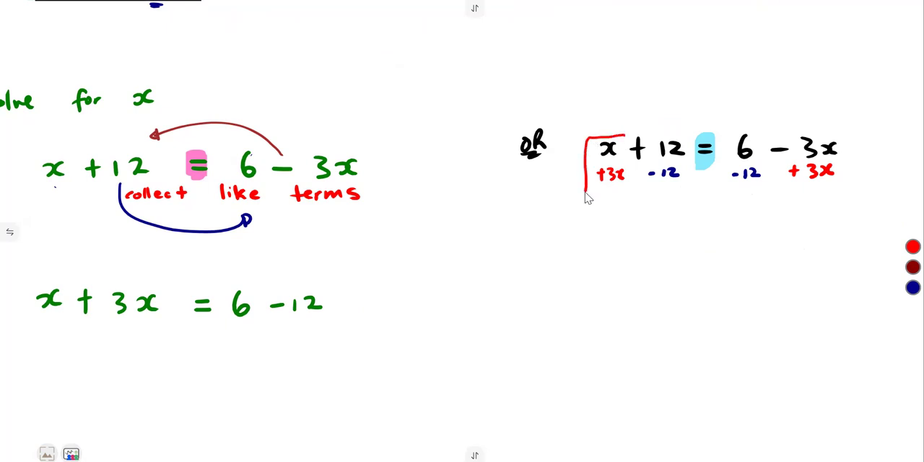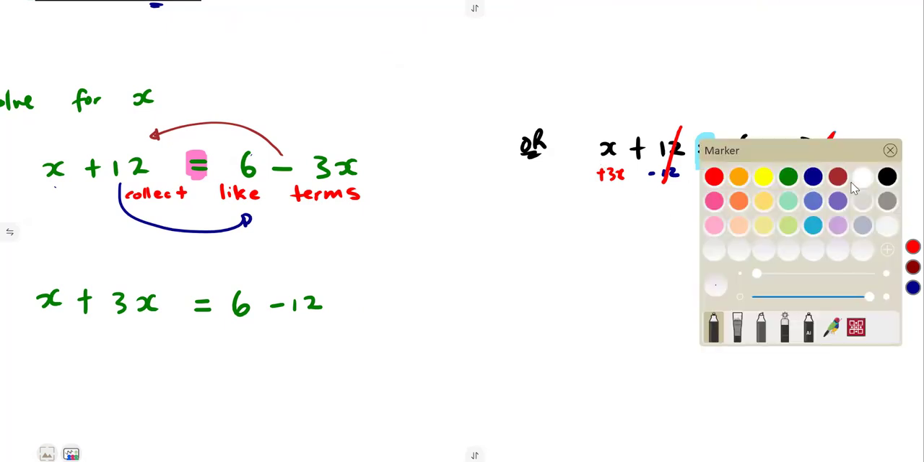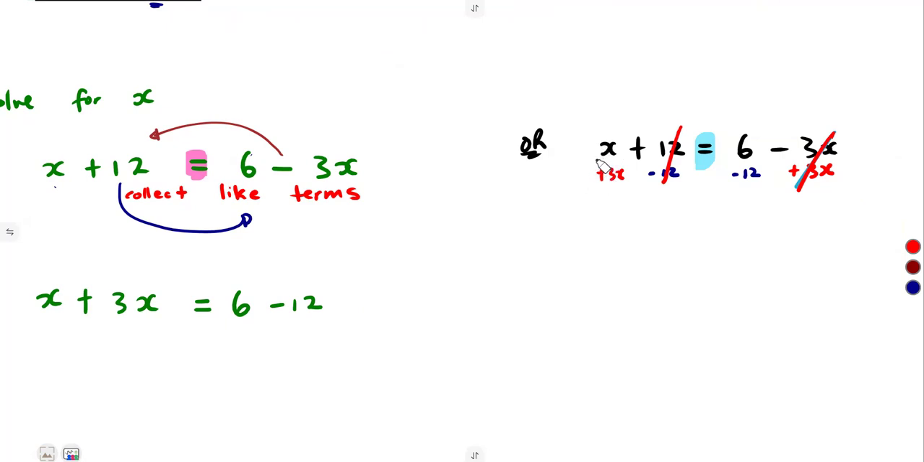So it simply means here we are going to have x plus 3x, but on the right hand side it is cancelling. Minus 3x plus 3x cancels. Here we are going to have 6 minus 12, but on the left hand side, 12 minus 12 is going to cancel. All right, so this is the idea. So you simply add what you have on the left hand side, x plus 3x, which is 4x, and that's equal to 6 minus 12, which is what? A negative 6. Then you can solve.